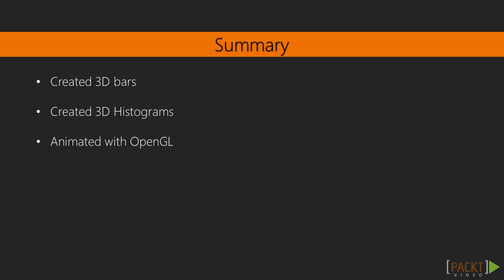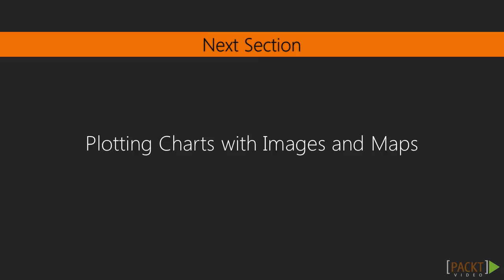In this section, we first saw how to create 3D bars, and then we created 3D histograms. Finally, we went ahead and explored animating with OpenGL. In the next section, we'll look at plotting charts with images and maps.